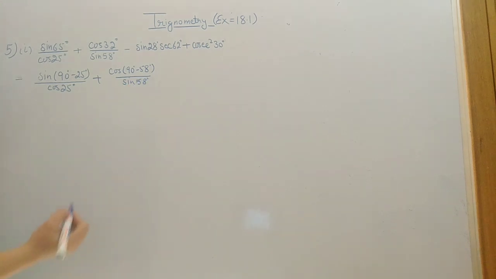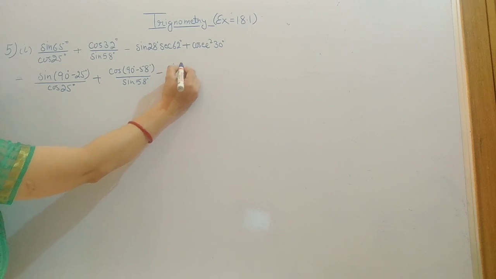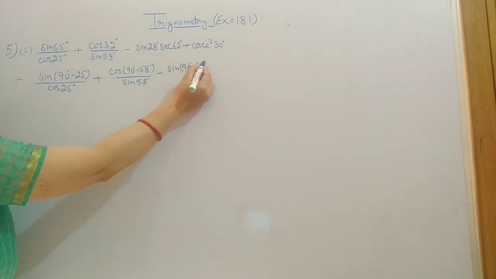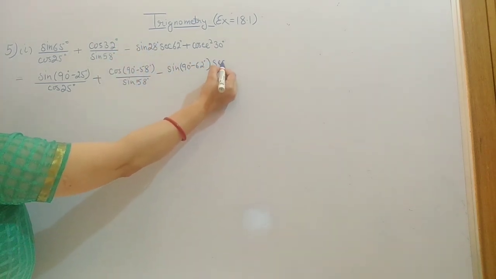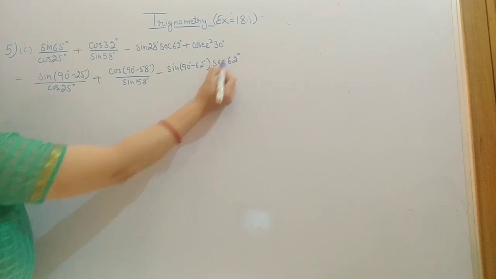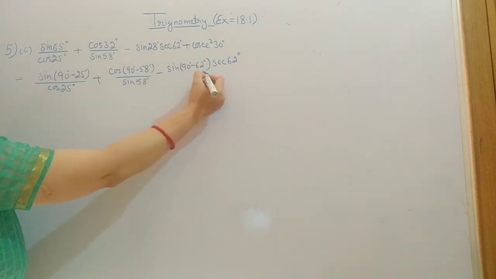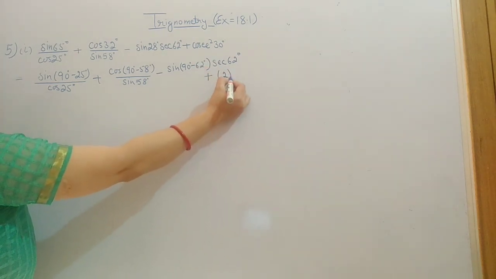From the third term also, same thing, any one we have to change. So sin (90 minus 62) and sec 62 as it is. Last, cosec 30 degree we can substitute the value. Cosec 30 is 2, so it will become 2 square.